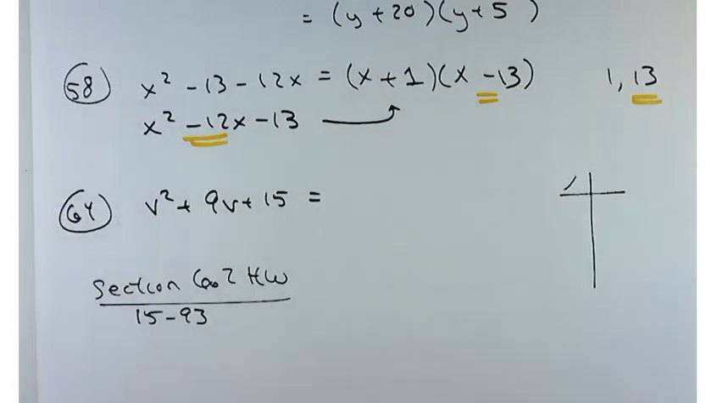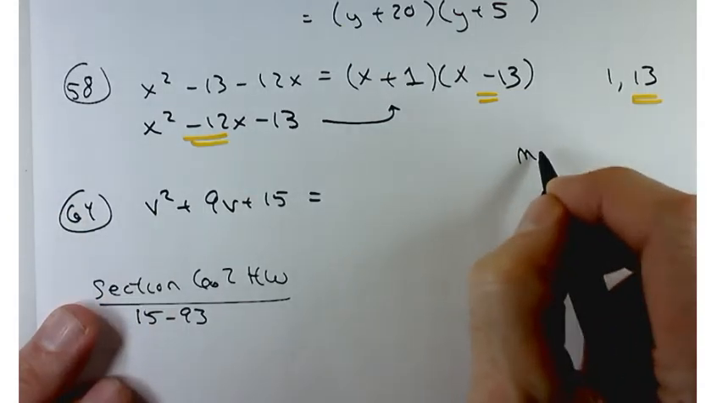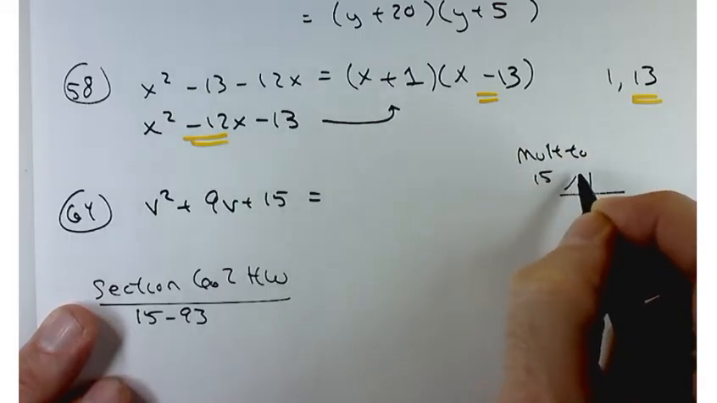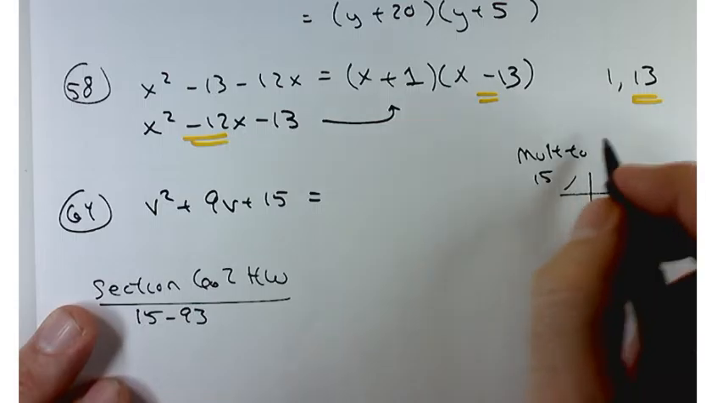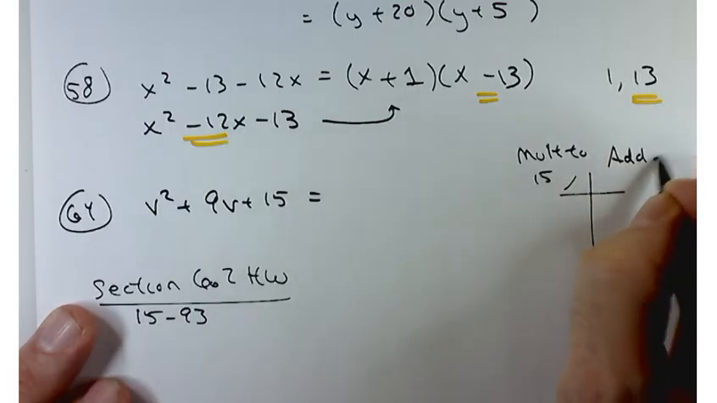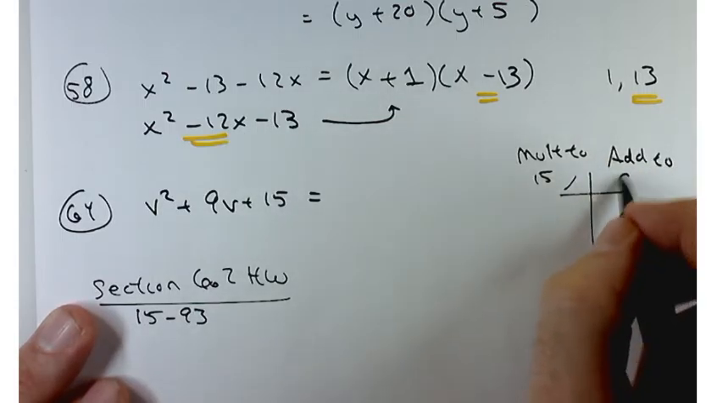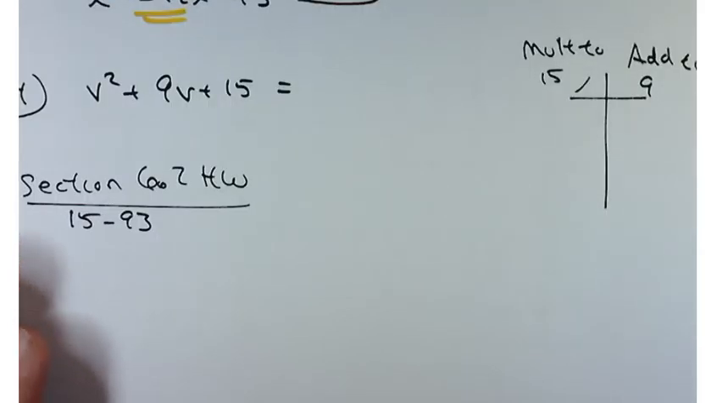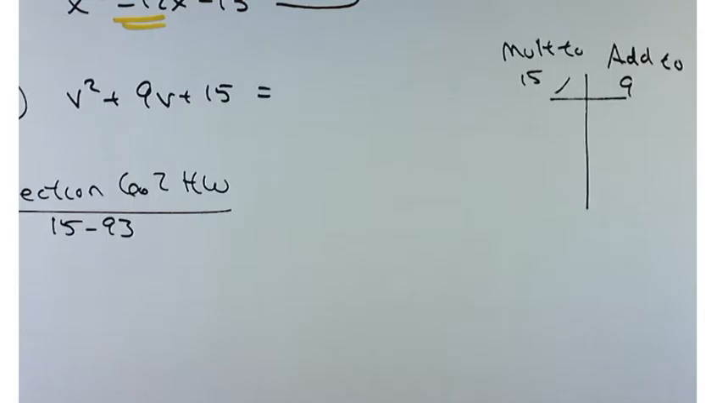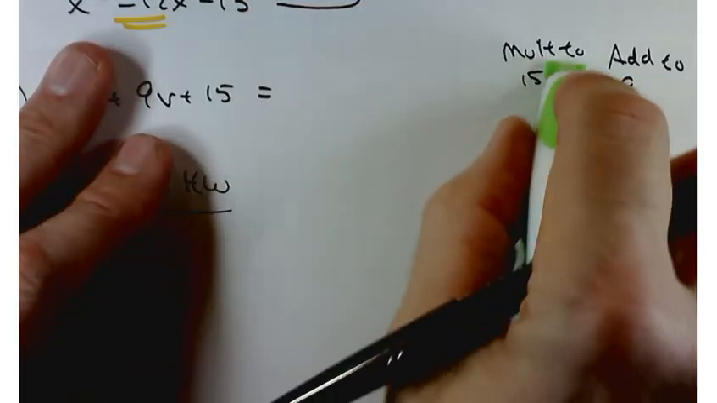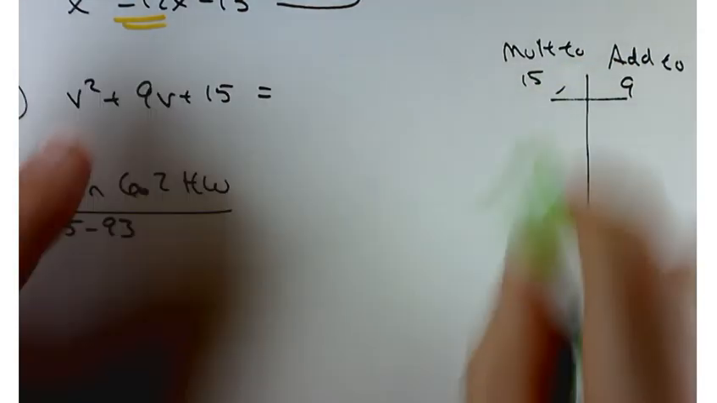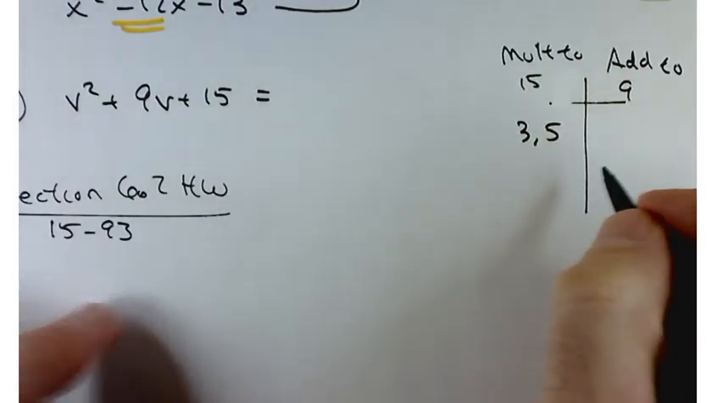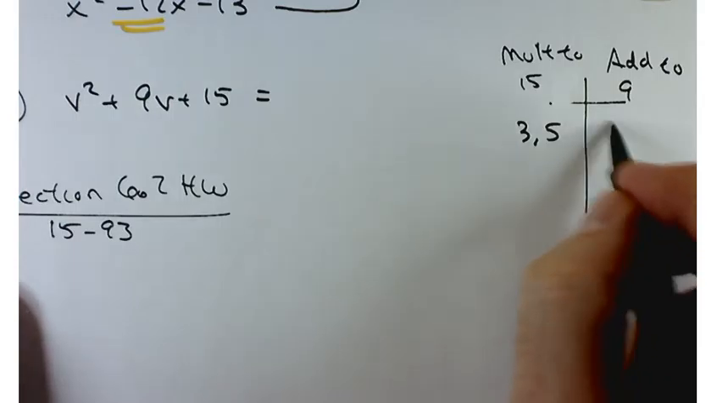We want to find two things that multiply to positive 15 and add to what? Add to 9. Now let's start with the numbers that multiply to 15. What are two numbers that multiply to 15? 3 and 5. Good. So 3 and 5. 3 and 5 add up to 8.